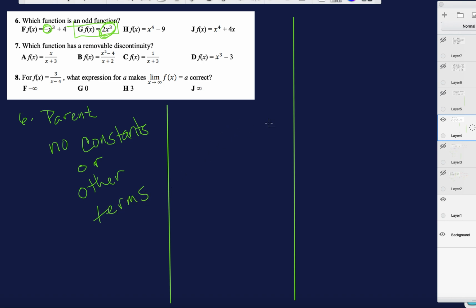Sorry I'm writing slanted, but I'm trying to do this as quickly as I possibly can. I don't want to keep you in this video forever. It gets to be boring after a while.